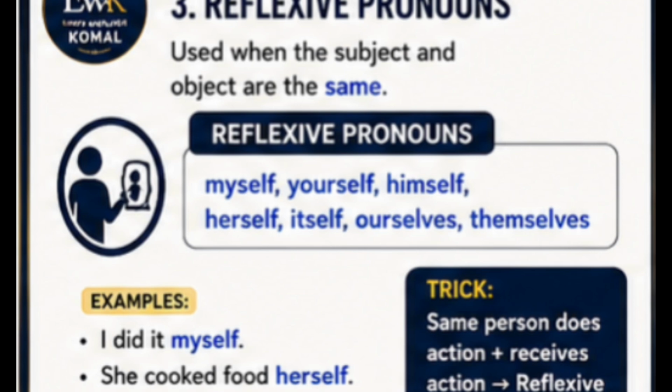So what is the trick to remember it? The same person does the action and receives the action. That is called a reflexive pronoun. You can see in this one, same person, I did it myself. I only did the action, and I only receive it, myself. Myself means I only receive the action. So this is the reflexive pronoun. Very easy trick to remember it.